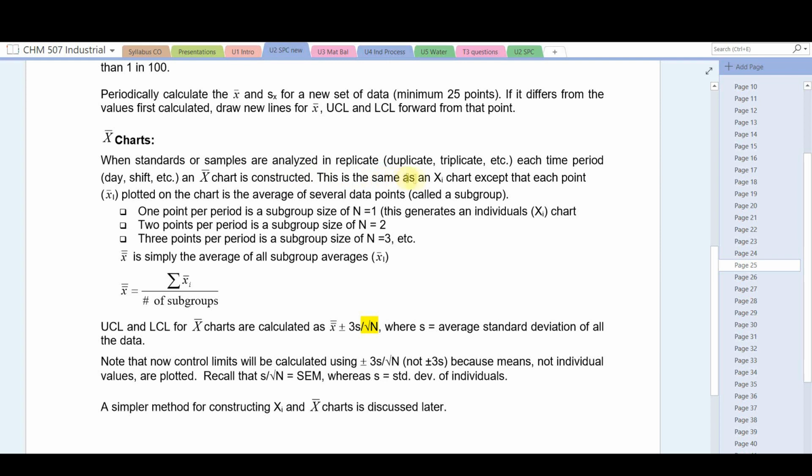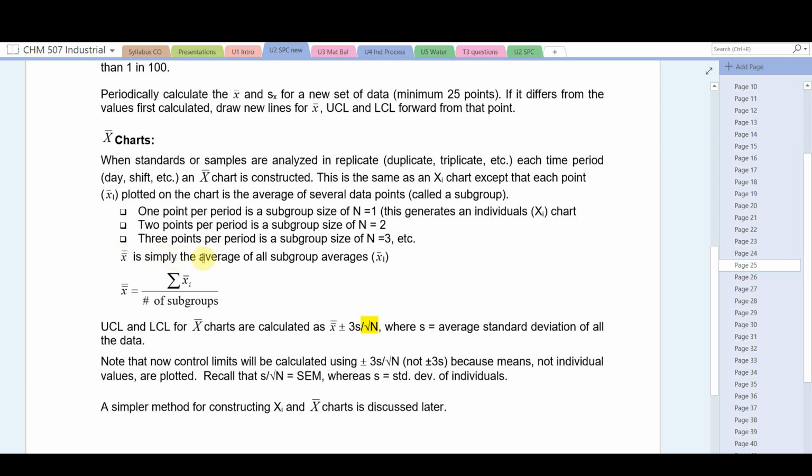This is the same as the individual's chart, except that each point, X bar individual, that's plotted on the chart is the average of several data points. It's called a subgroup. So 1 point per period is a subgroup size of 1. This generates an individual's chart. 2 points per period is a subgroup size of 2. 3 points per period is a subgroup size of 3, and so on.